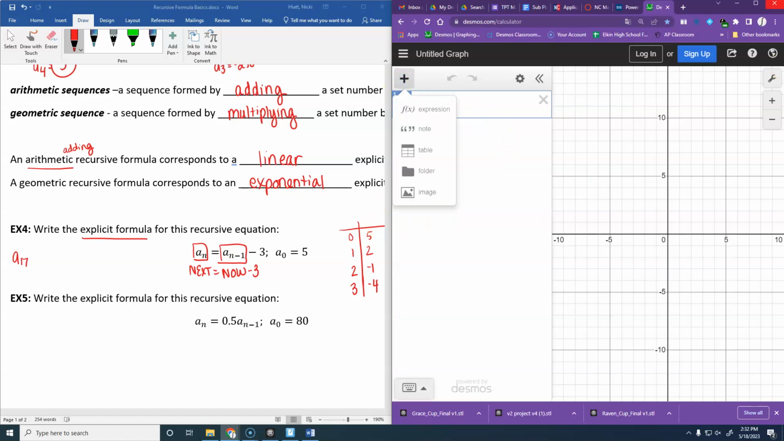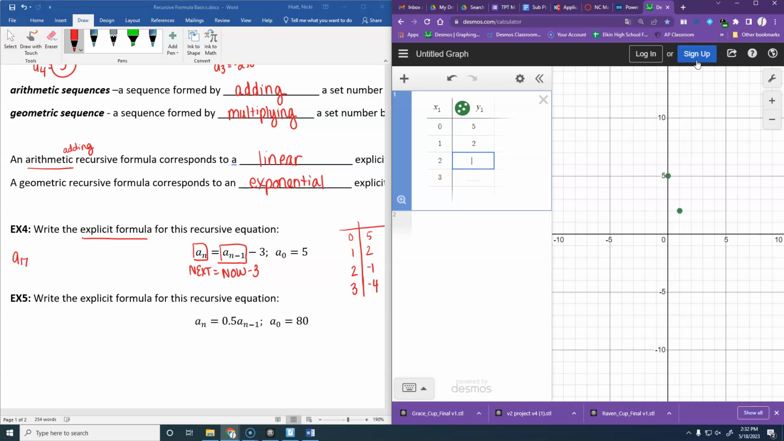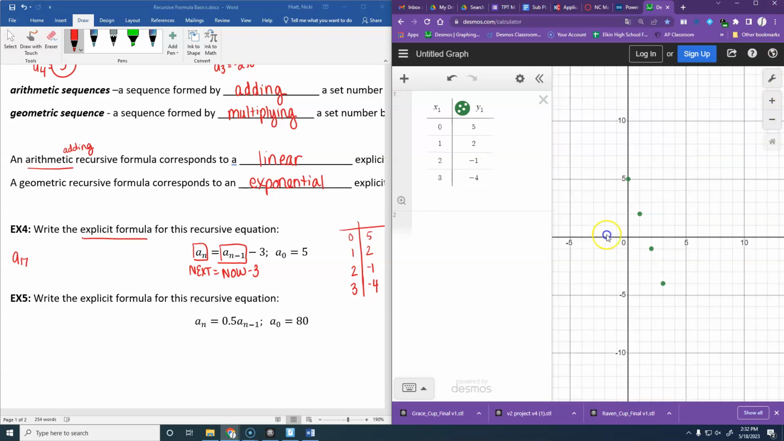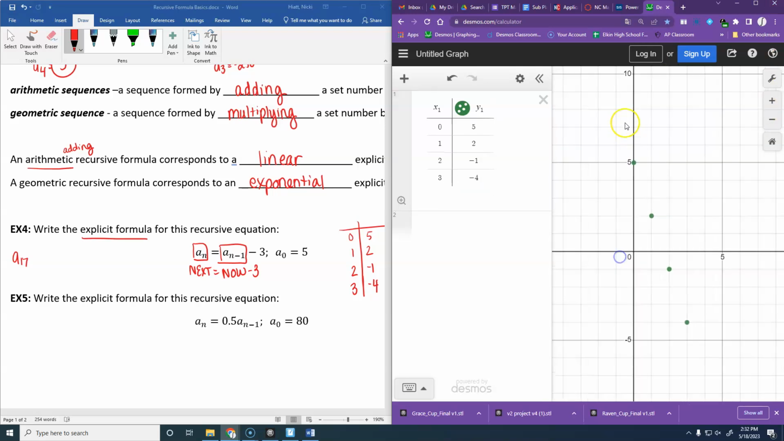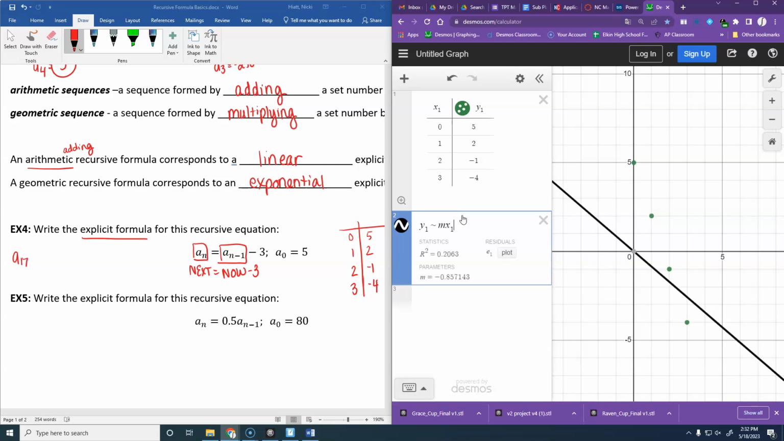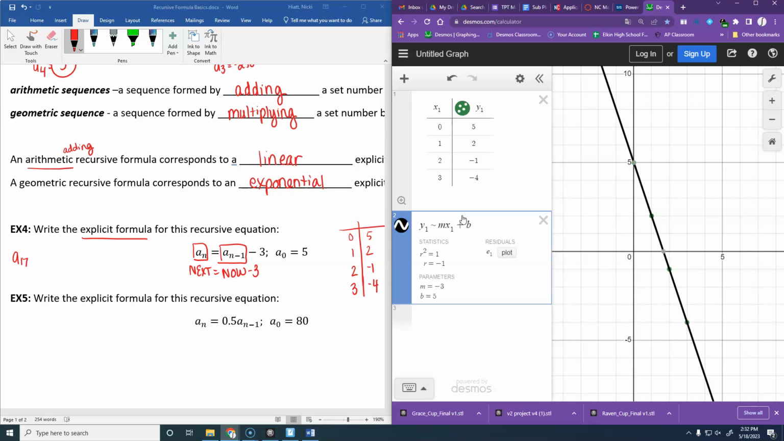If I type it in, alright, that is going to put these right here. Alright, I can see those points. You should, in most cases, be able to tell it looks like a line. Right, this looks like a line. So, we can do y sub 1 squiggle mx1 plus b, and it'll find the equation of the line for us.